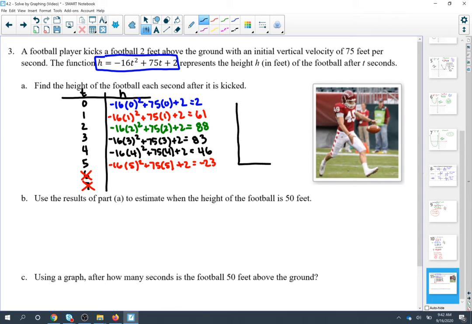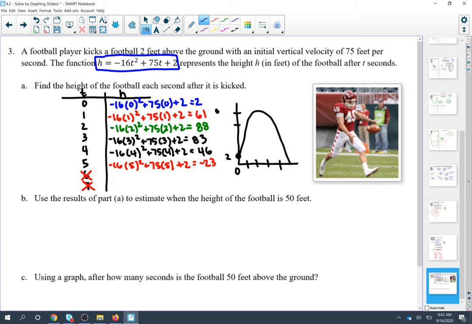So you kick a football at time 0. Then we went out to time 4 before things started getting weird. 1, 2, 3, 4. At time 1 second, you were at like 61. Then you went up to 88. Then you went down back to 83. Then you went down to 46. Then, okay, so you started at 2. You kicked the football. It kind of went up to 88-ish, and then it came back down.